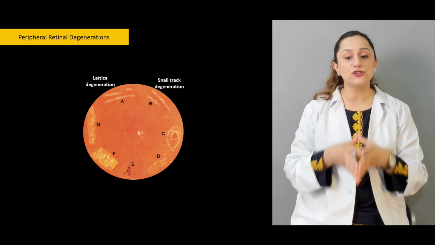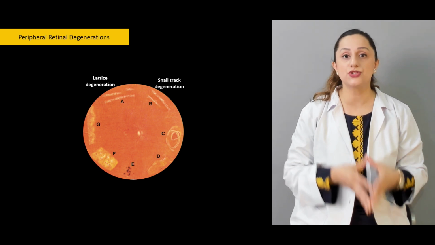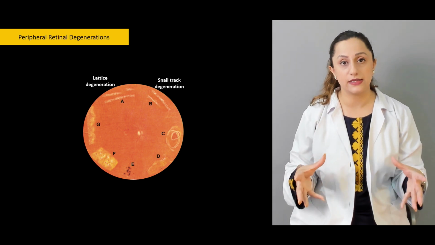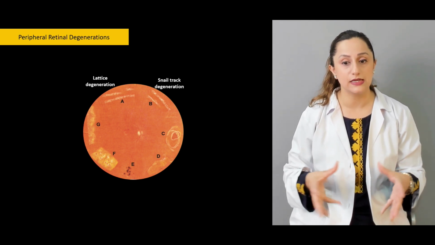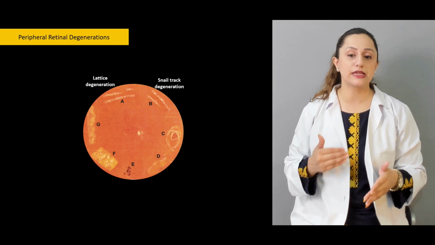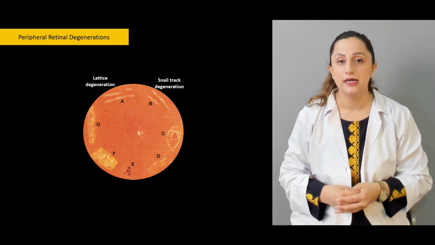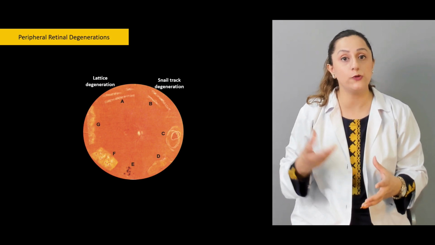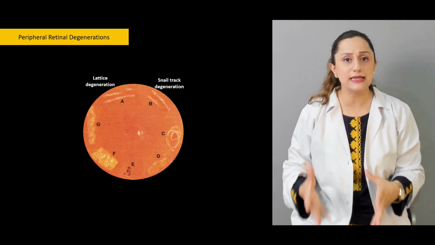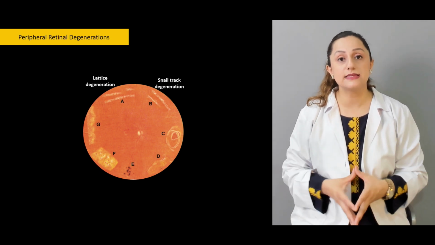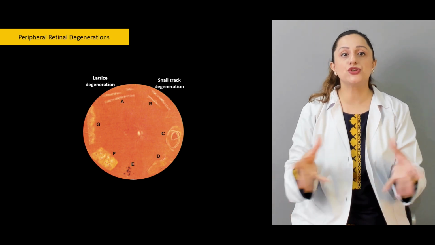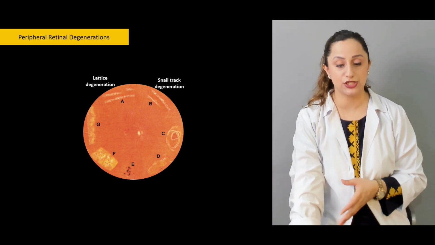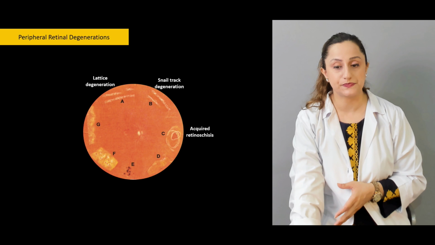Then we have the snail track degeneration. It is again a variant of the lattice work degeneration. It has that snow wool appearance, that cotton wool appearance. And this snail track degeneration again emphasizes the cattle trucking phenomenon in the veins and the arteries. The blood supply is hindered, obviously, and this manifests as the snail track presentation in these variants.